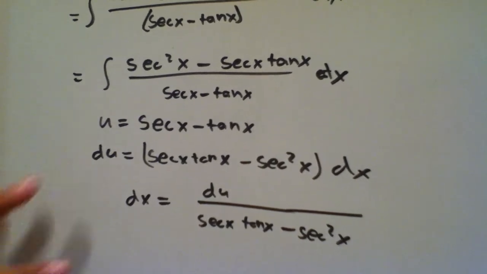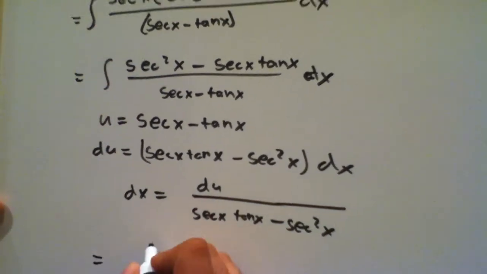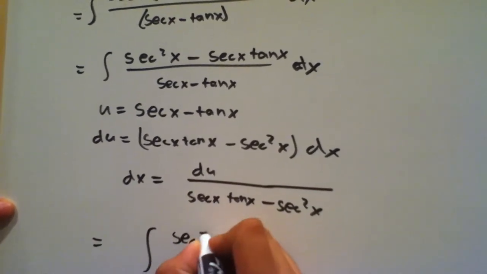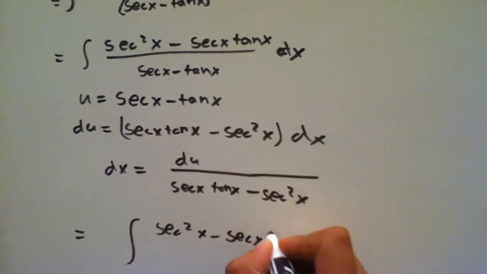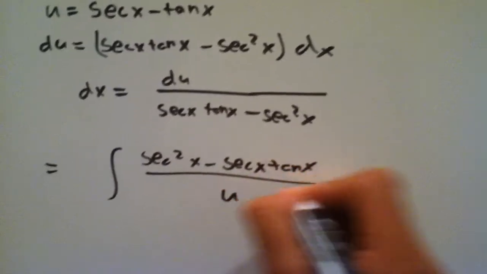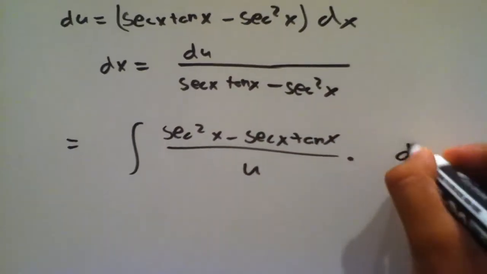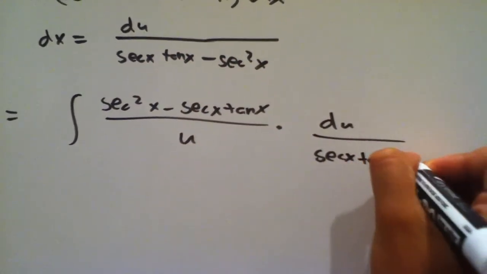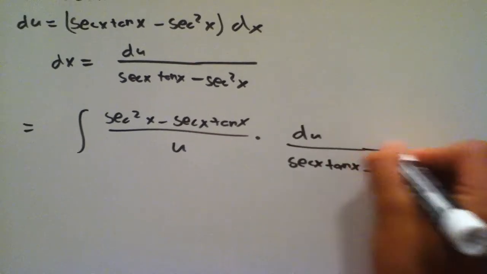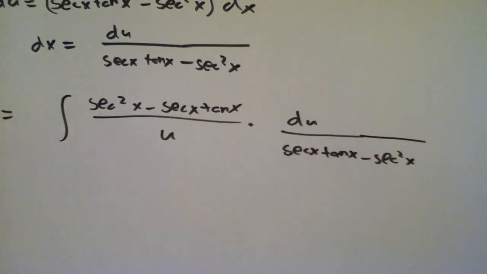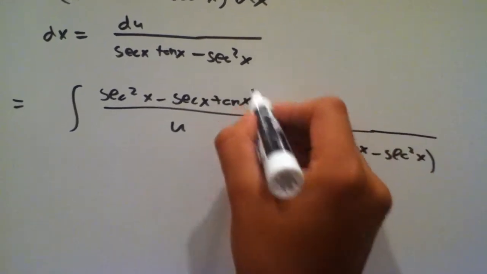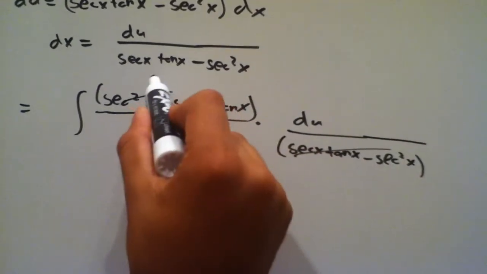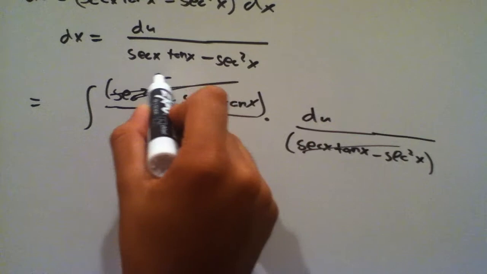Now again we replace these things back into here, and we get the integral of secant squared x minus secant x tangent x over u, times du over secant x tangent x minus secant squared x. Now you can pretty much cancel these out, with the exception of a negative sign, because if you multiply one of these by a negative, you get the same thing. So I'm going to put a negative there to remind myself.